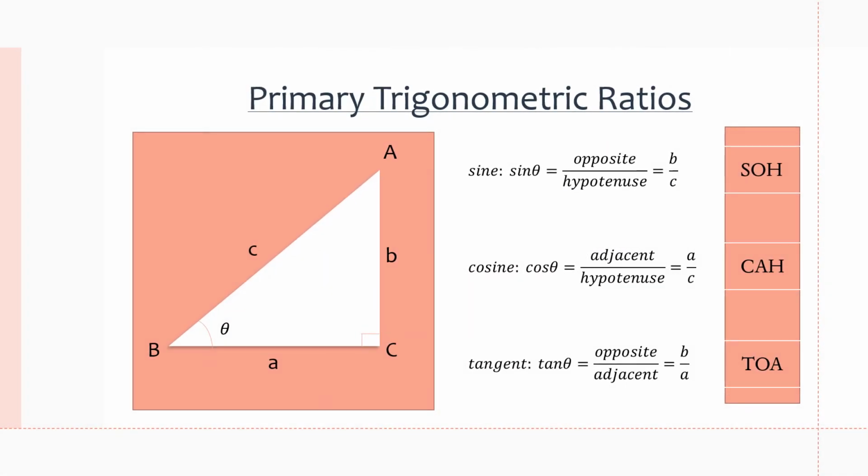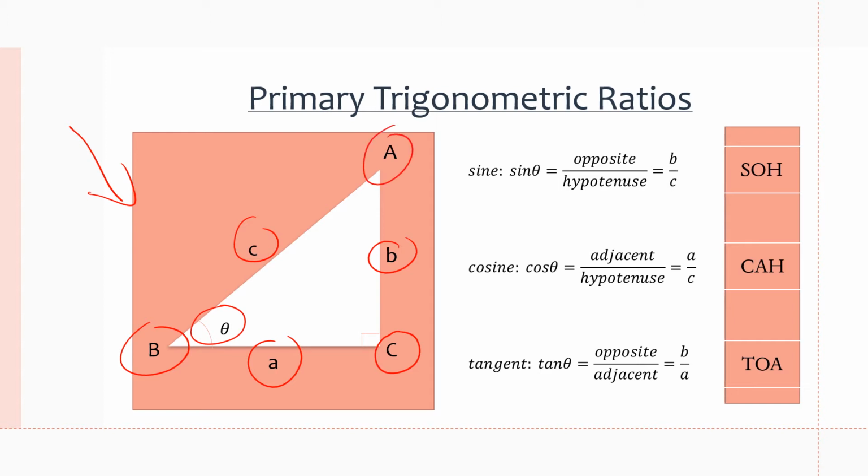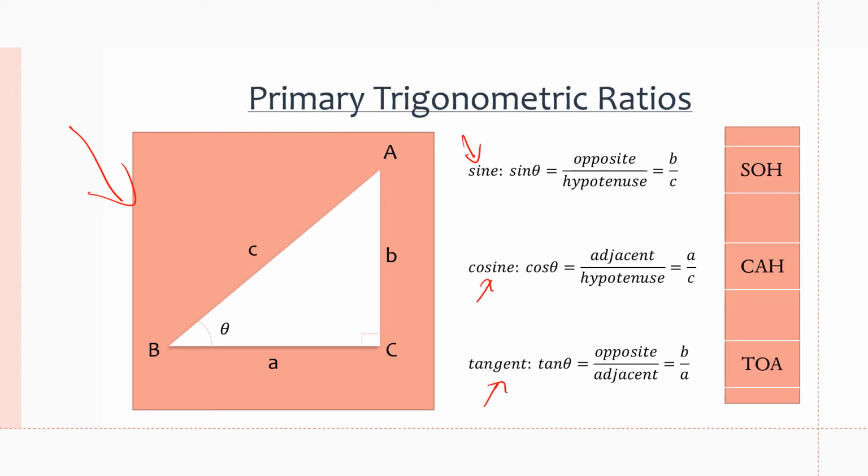First, let's go over the three primary trigonometric ratios we need to learn. So here we have a right angle triangle with sides A, B, and C, and with angles C, which is 90 degrees because of the right angle triangle, B, which is angle theta, which is the angle we're going to be using, and then we have angle A, which is just the last angle. So the three ratios that we want to know are sine, cosine, and tangent. So let's go over all of them.